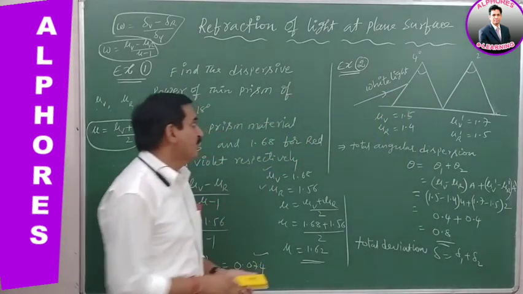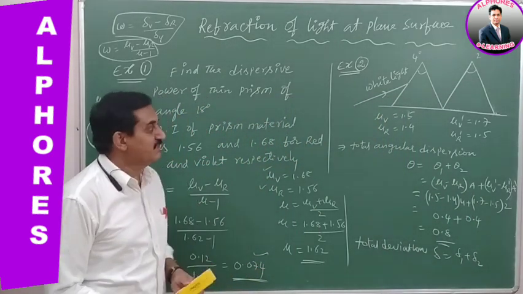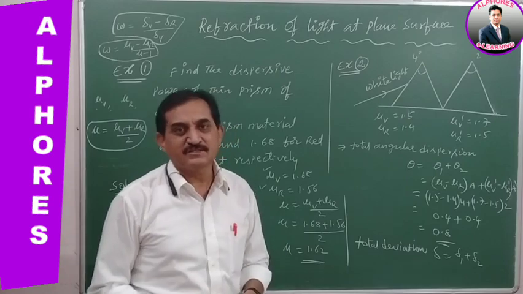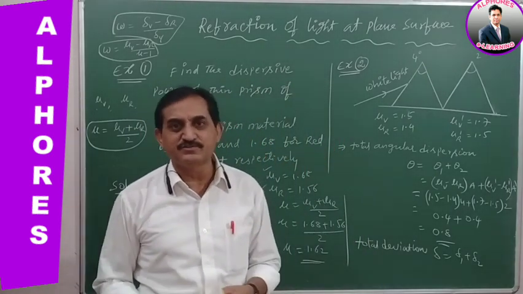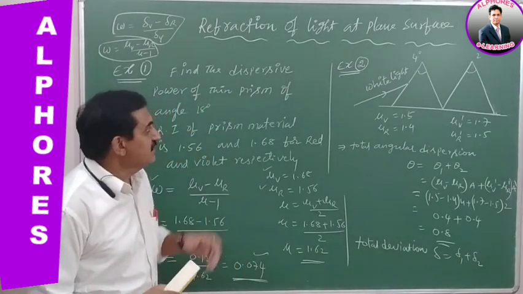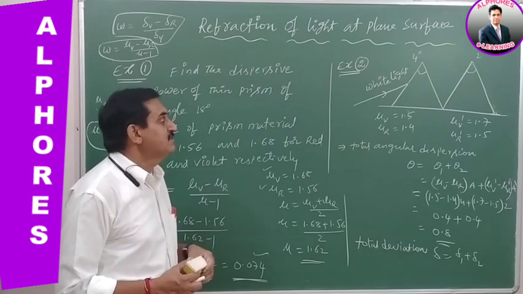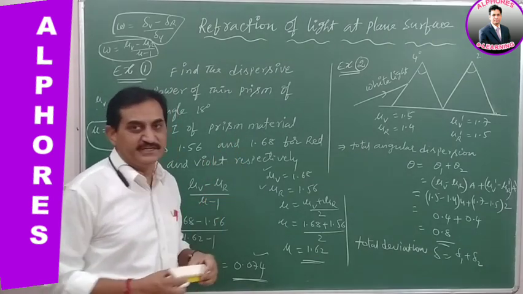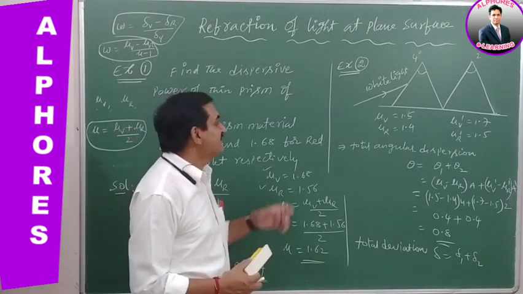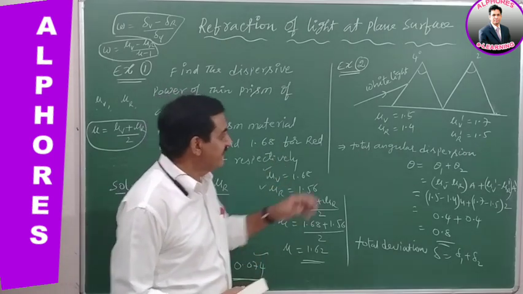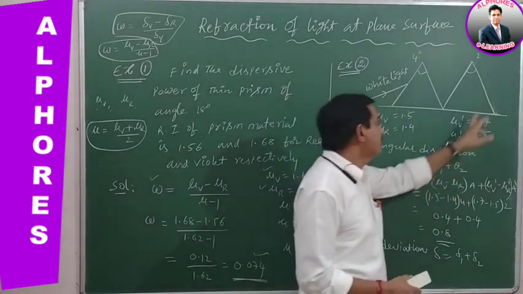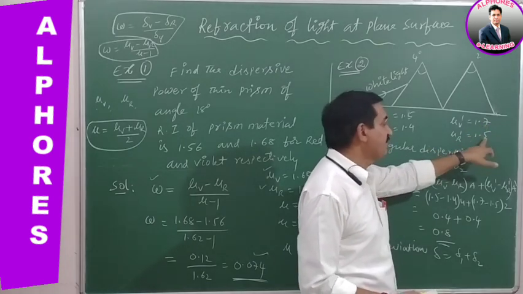Next, let's go for another problem. There are two prisms made of different materials, crown and flint glasses. Generally we use crown glass and flint glass to prepare prisms. In this case, the angle of the first prism is 4 degree and for the second one is 2 degree. These two are kept as shown in the diagram. Their refractive indices for violet and red color for the first prism are 1.5 and 1.4 respectively, and for the second prism 1.7 and 1.5 respectively.